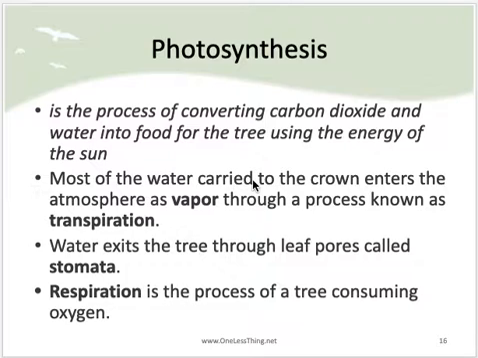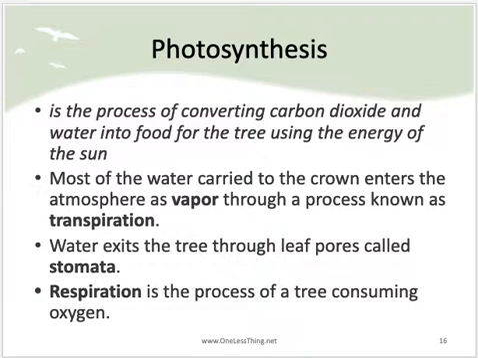So they create their own food using carbon dioxide and water, as well as nutrients from the soil, and energy from the sun to create their own sugars and foods. So most of the water carried to the crown, so if you remember the crown is the top part of the tree, enters the atmosphere as vapor through a process known as transpiration. Okay, so water exits the tree through leaf pores called stomata, which are found on the bottom of all leaves, and then respiration is the process of a tree consuming oxygen.